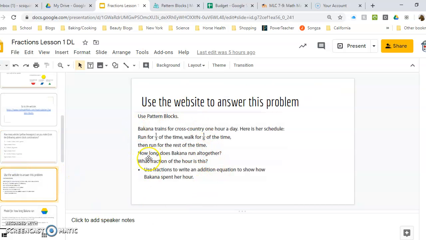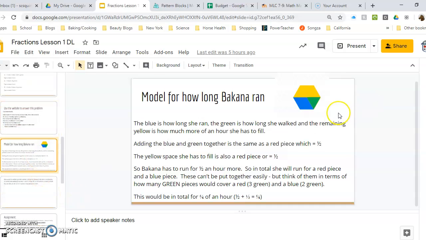Okay, so the Bacana question was really just talking about how you can take an hour, or a whole, and divide it into pieces. So if somebody ran for 1/3 of the time and walked for 1/6, what would be the fraction for how much they could run to complete a full hour? So I created that over here.